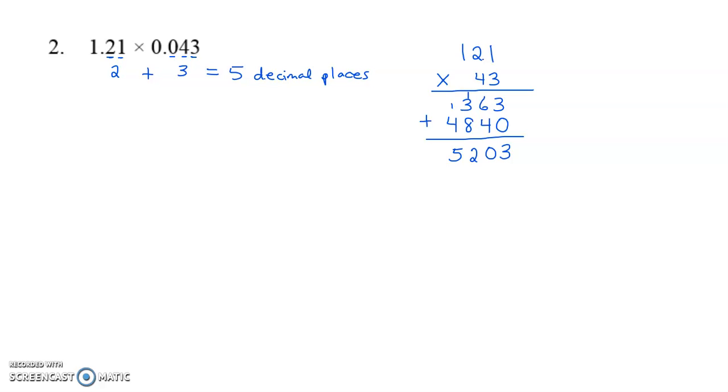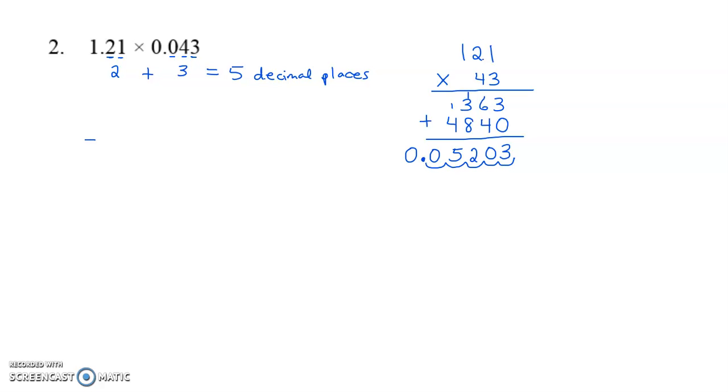So this 5,203 is going to change now because I need to add my decimal places in. We determined that the answer should have 5 decimal places. So from the right, 1, 2, 3, 4, 5. If you have extra, you're going to pop zeros in. So the decimal goes there. I'll put a 0 in the tenths place and a 0 in the ones place to hold the whole number.